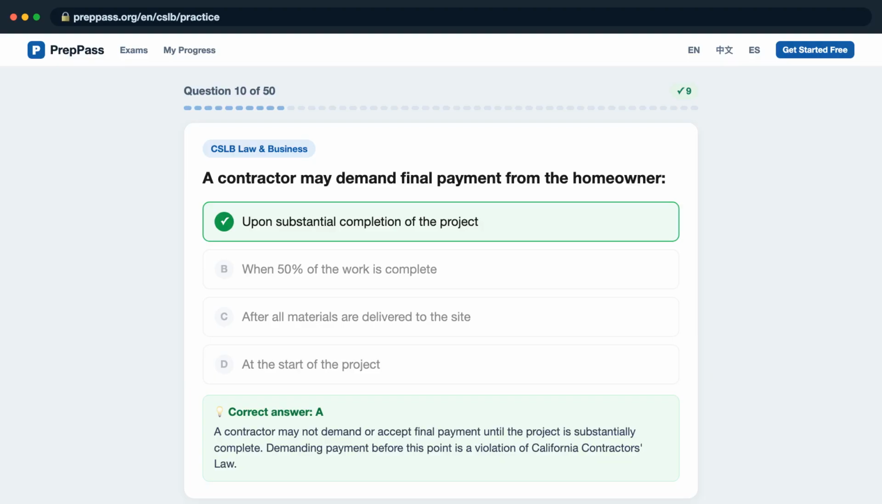The correct answer is A. A contractor may not demand or accept final payment until the project is substantially complete. Demanding payment before this point is a violation of California contractors' law.